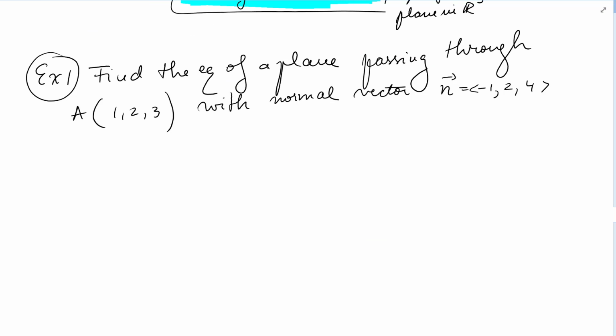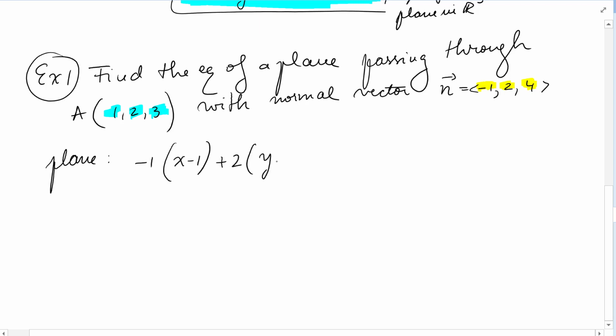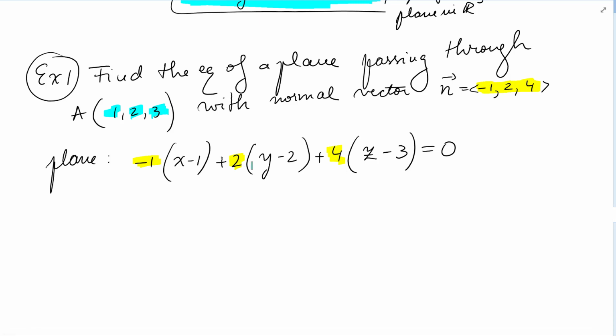Let's do an example. Find the equation of a plane passing through the point A of coordinates 1, 2, 3 with normal vector n of components negative 1, 2, 4. The plane would be negative 1 times (x minus 1) plus 2 times (y minus 2) plus 4 times (z minus 3) equals 0, where negative 1, 2, and 4 are the components of n, and 1, 2, and 3 are the coordinates of A.